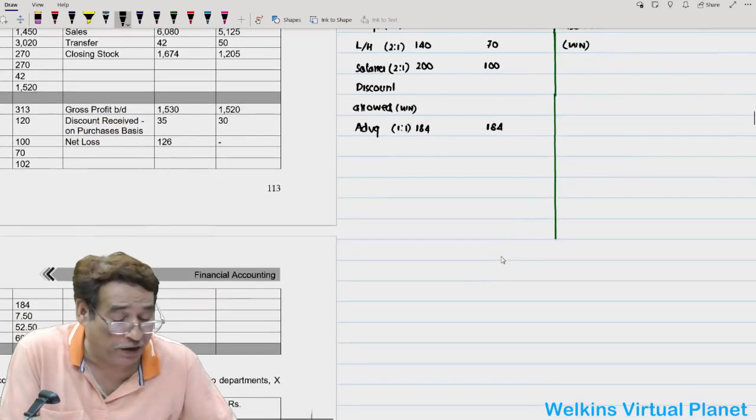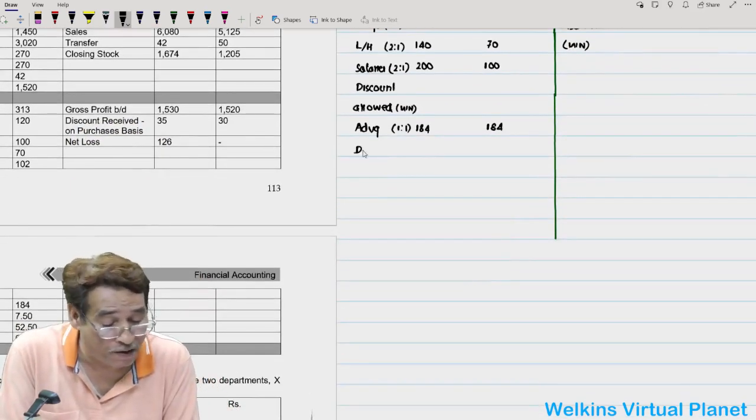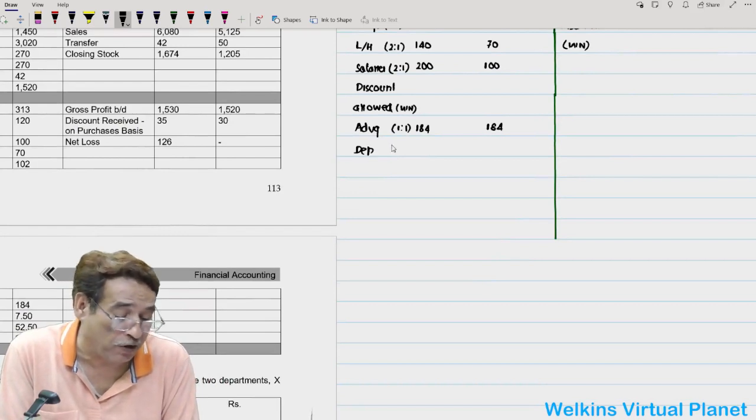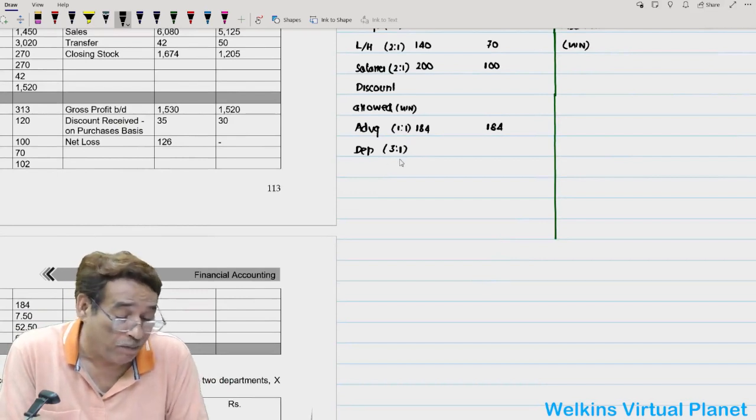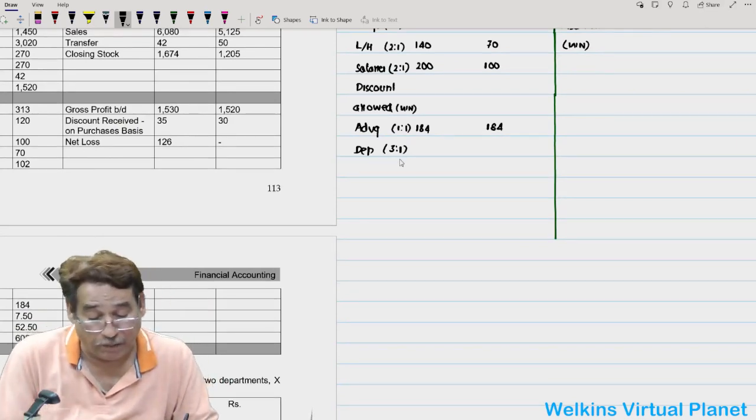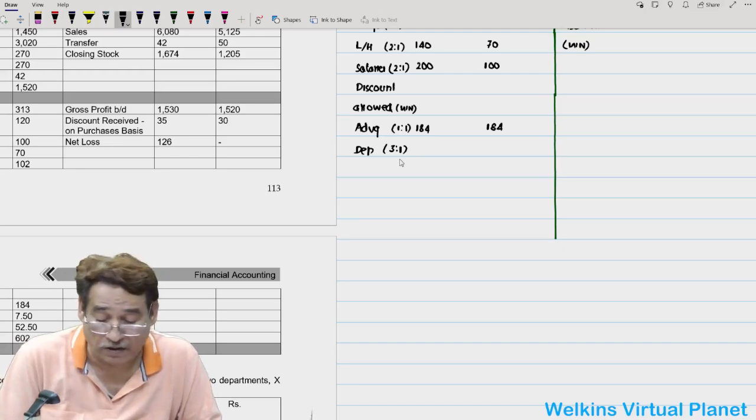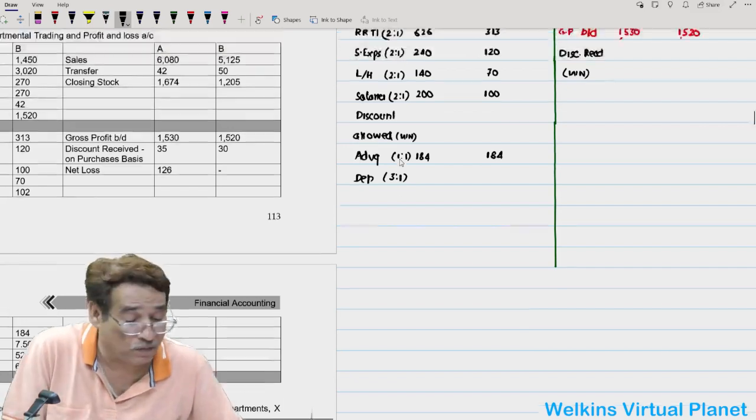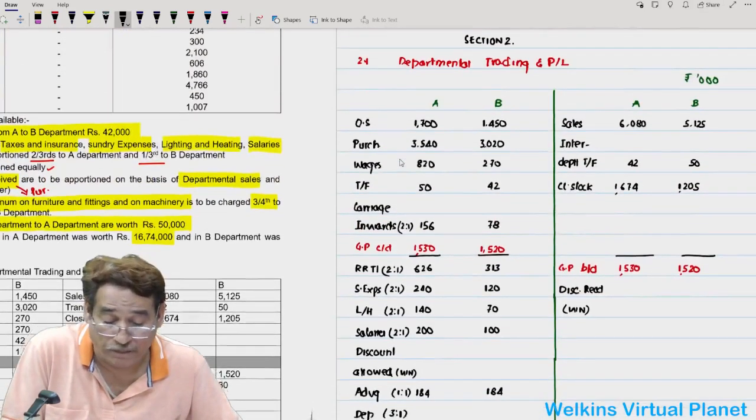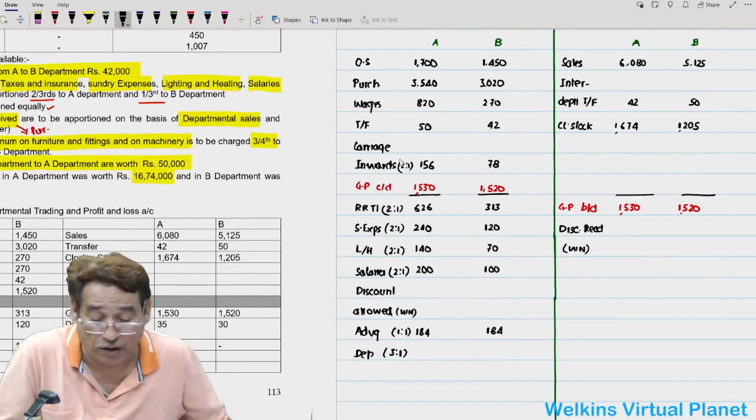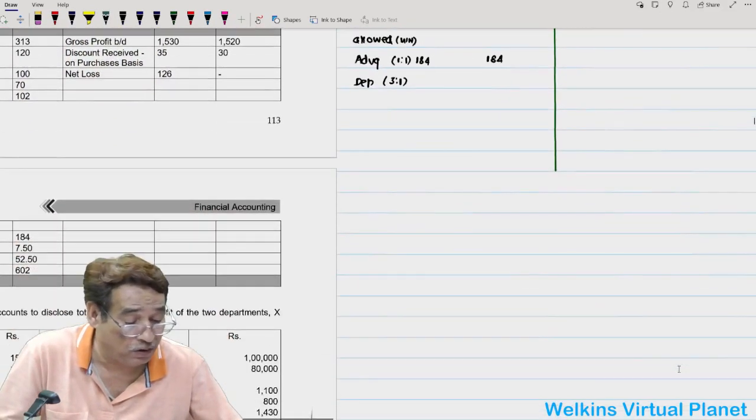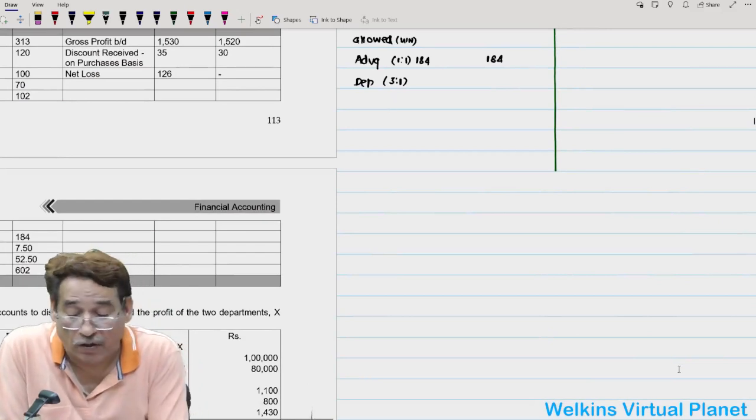Then we have been given depreciation expenses. Depreciation expenses need to be divided in the ratio of 3:1, but I will compute the total amount of depreciation. This is what is given to us in the question, correct? Now, first of all, let me have a look at the sales ratio and purchases ratio in this particular question. First, let me divide the discount.